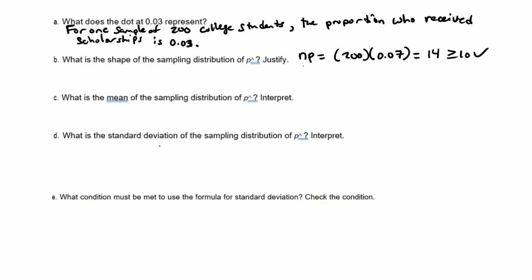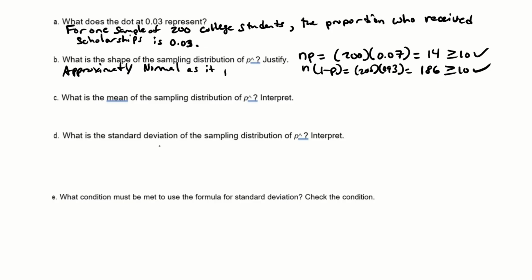And then, of course, you have n times 1 minus p. So 200 times 93% is 186, which is greater than or equal to 10. Okay, so it's approximately normal, as it passes the large counts condition.